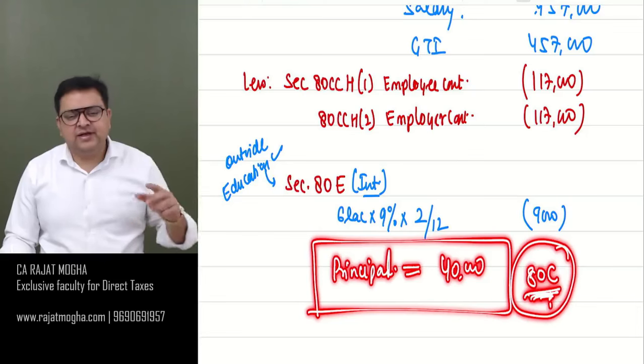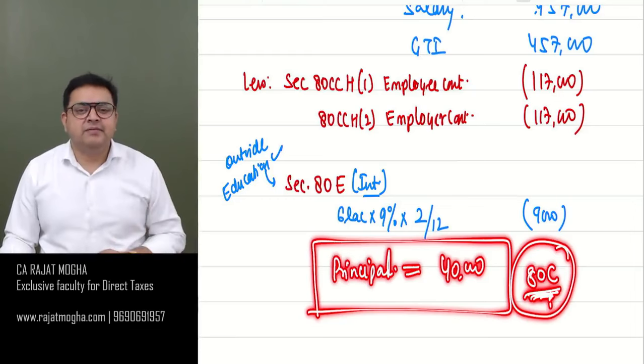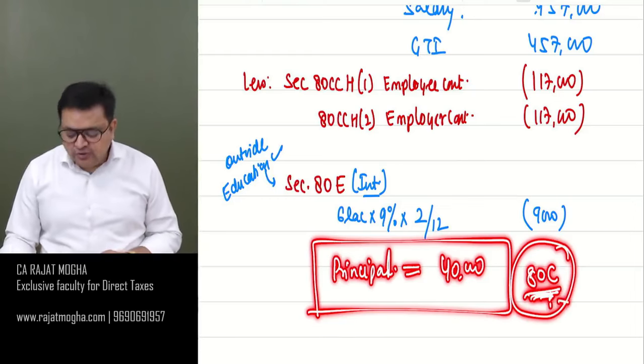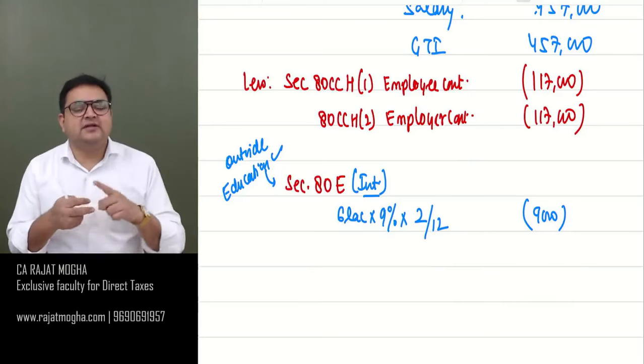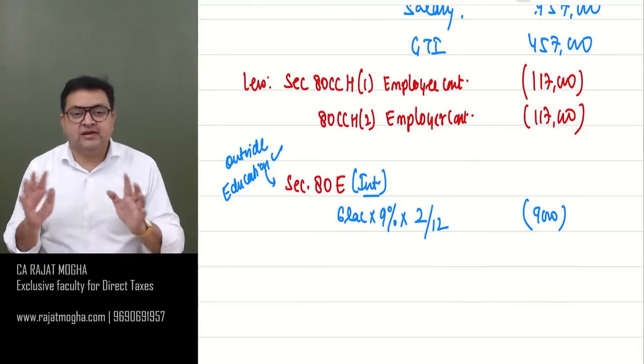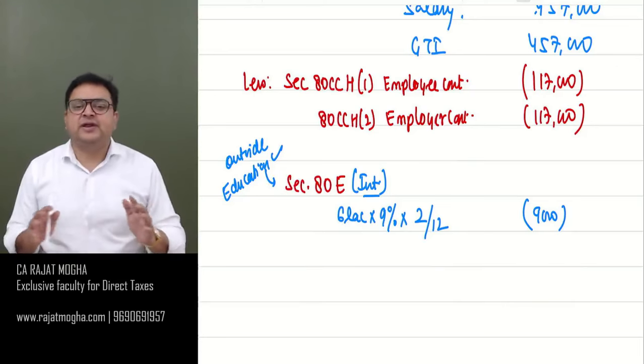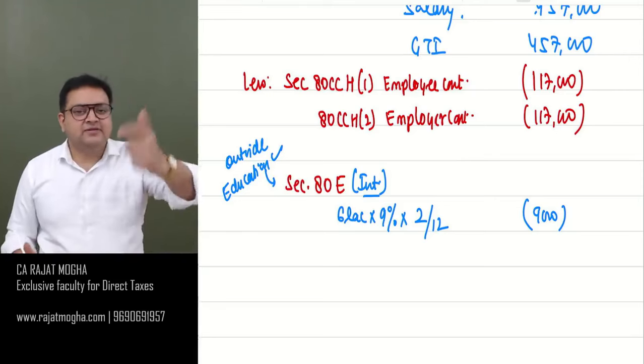The limit is 150, and there are so many types of deductions which we can take in 80C. One of them is principal repayment of housing loan. And that too, housing loan should be only for purchase and construction. It is not for repairs, renovation, or reconstruction. Not for any other thing. It is only for purchase and construction.